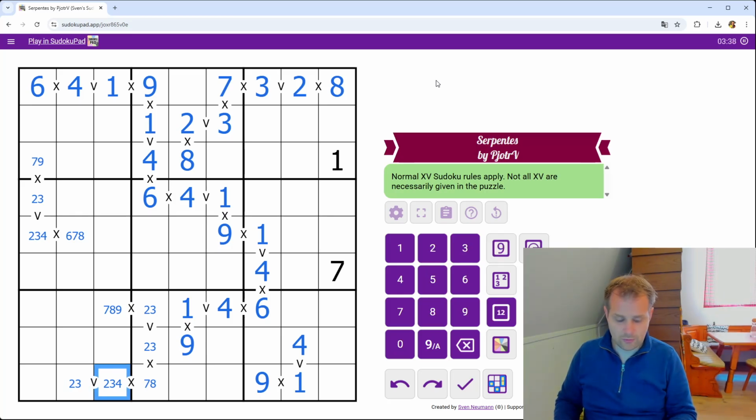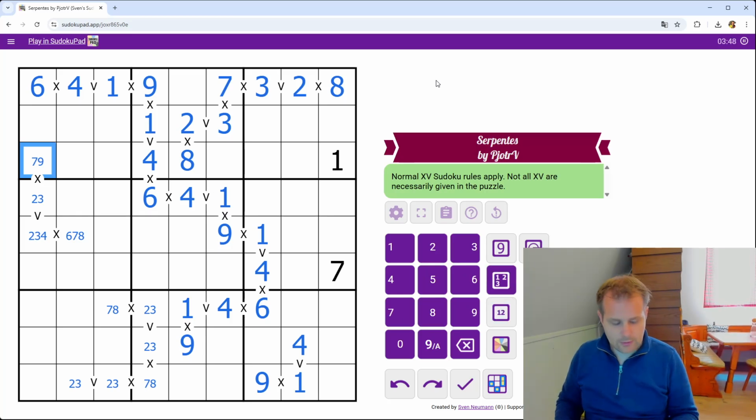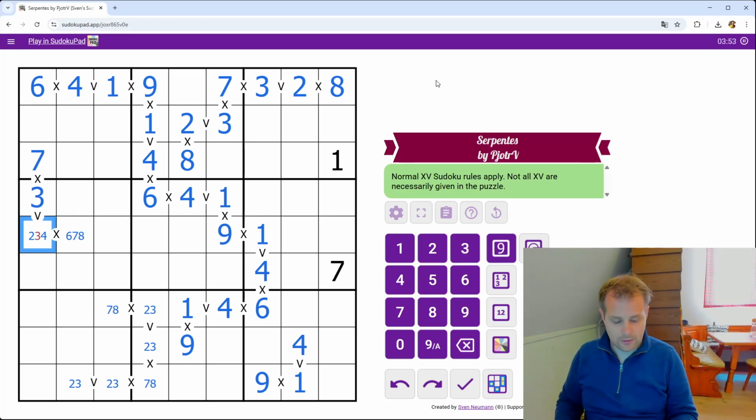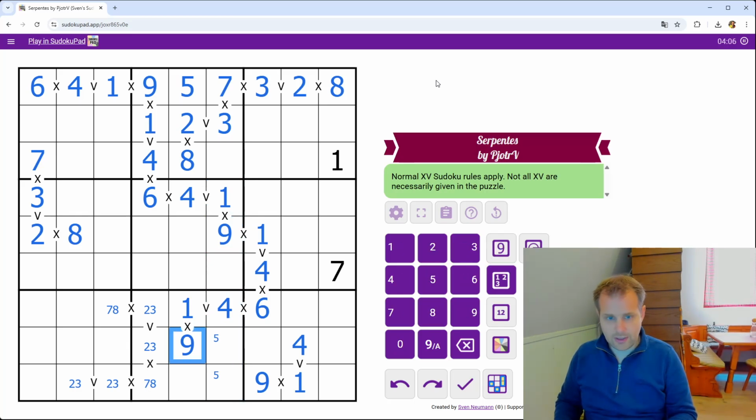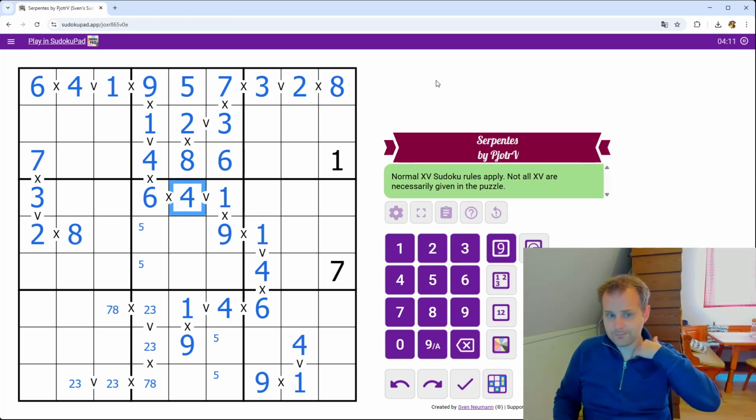Because this is a 2, 3, this must be a 2, 3 as well. And because this is a 2, 3, this must be a 7 or an 8. So the only possible combination here is actually a 7 and 3. So this is a 2 and this is an 8. Alright, well, we have a naked single here, which is just a 5. There must be a 5 up here and a 5 up here. This is a 6, and that means this is a 6.